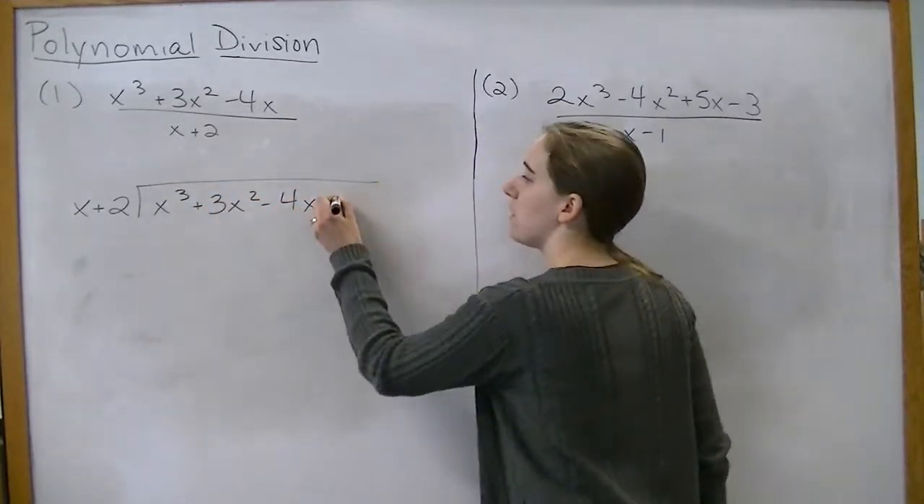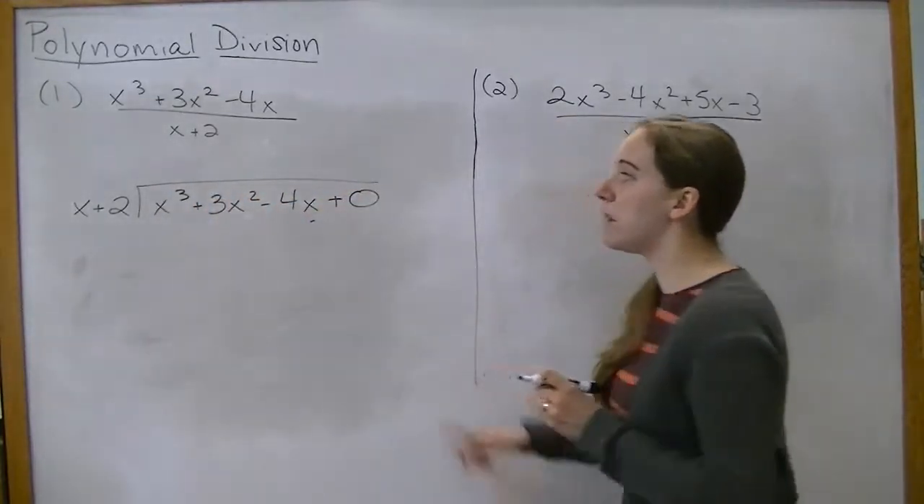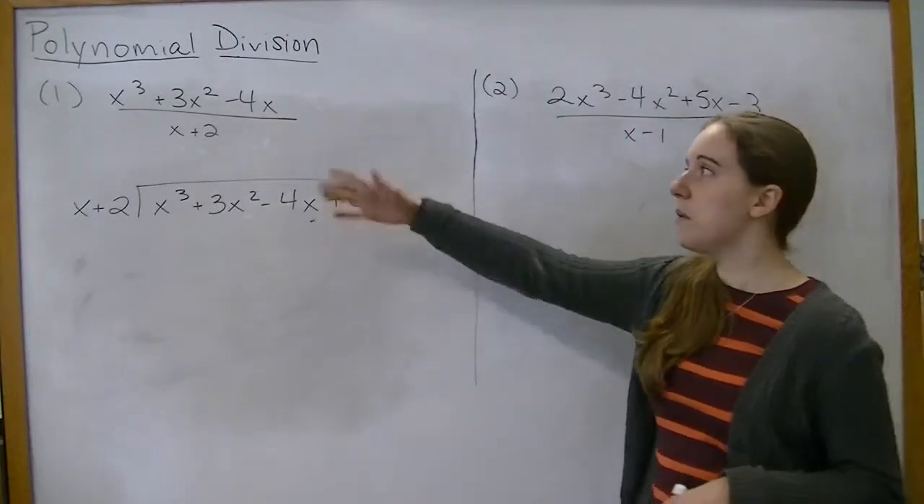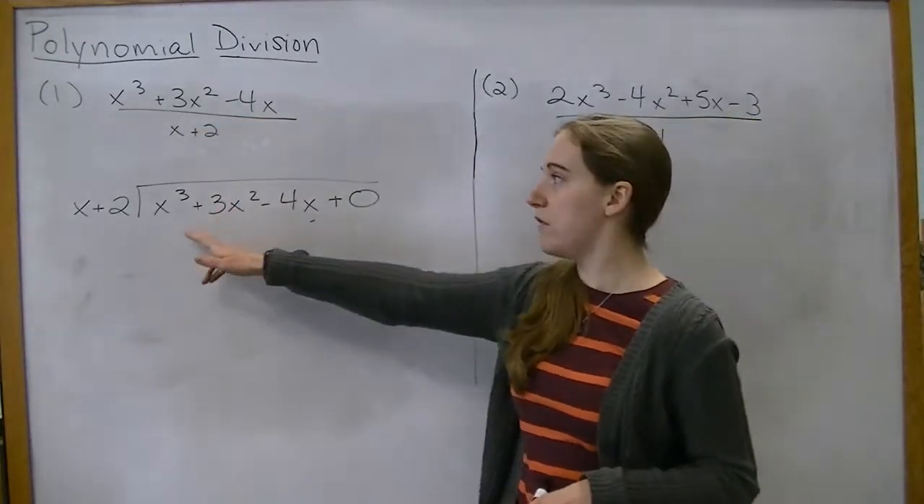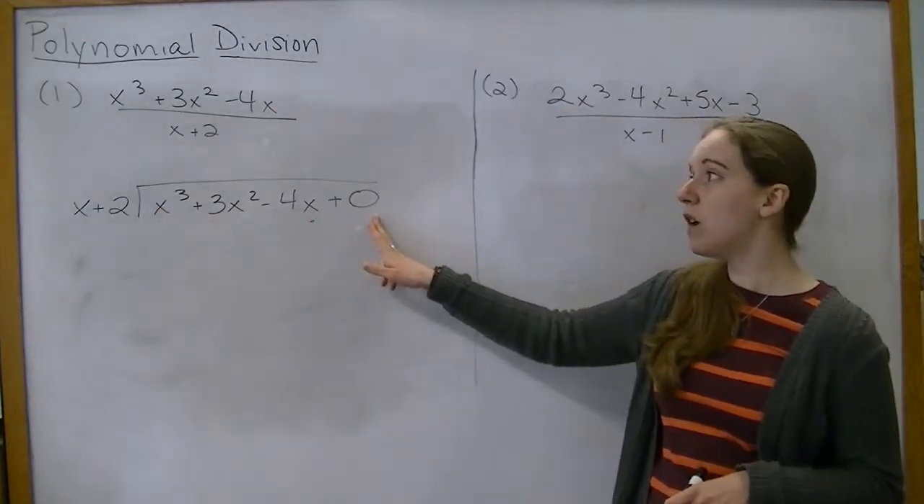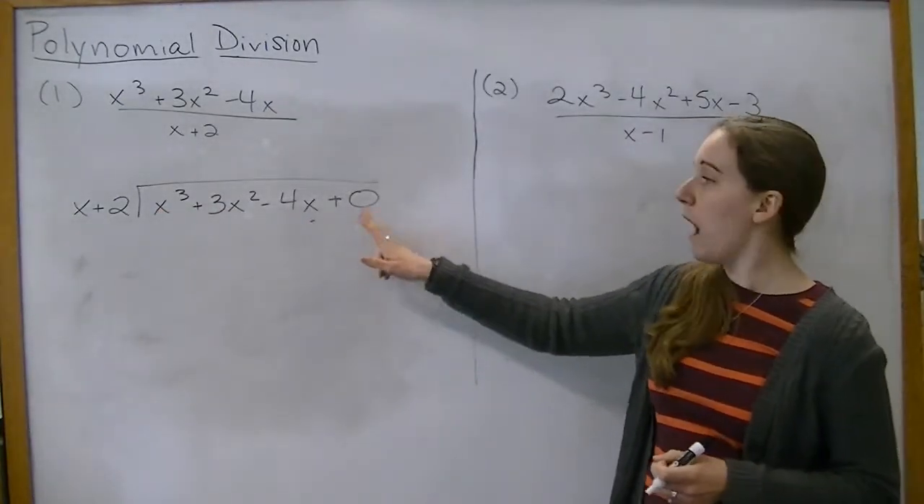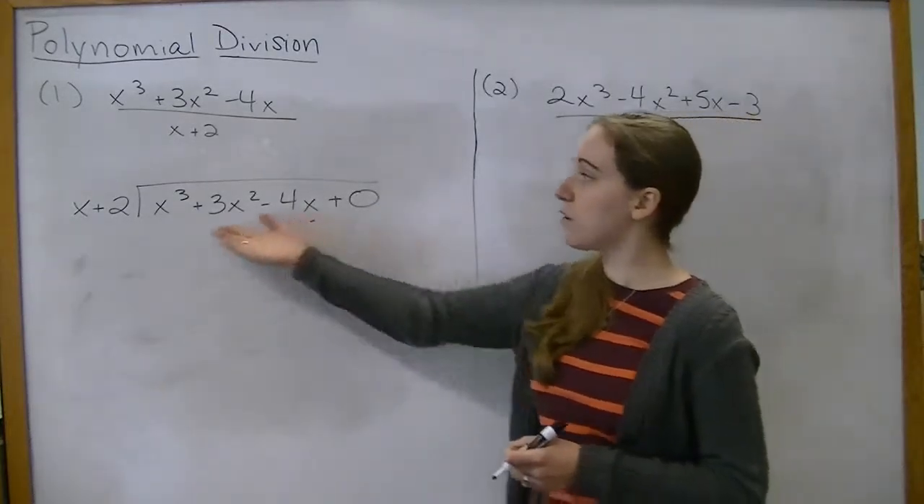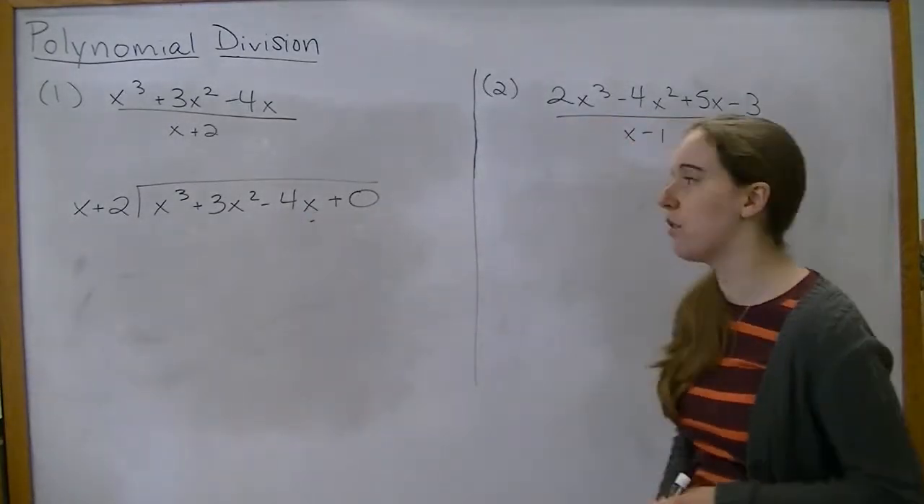except the one major difference is that I leave a plus 0 anywhere that I don't have a term to fill in. So notice I have an x cubed, x squared, x term, but no constant term. So I'm going to add a plus 0 for my constant. If I was missing another term, I'd put a plus 0 in there too.